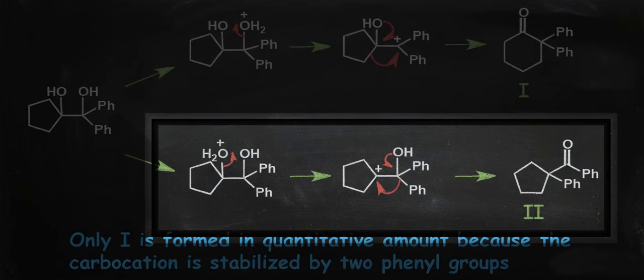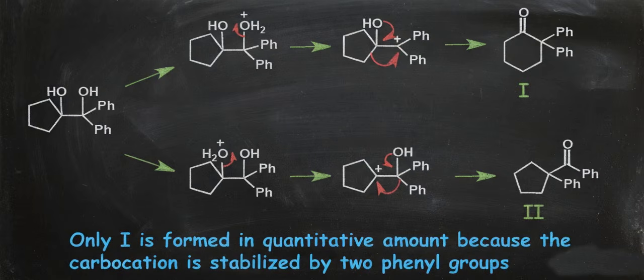Final conclusion. Therefore, the reaction strongly favors the pathway that generates the diphenyl stabilized carbocation. As a result, product I is formed quantitatively, while product 2 is not observed. So the key concept to remember here is carbocation stability controls the direction of the Pinacol rearrangement.